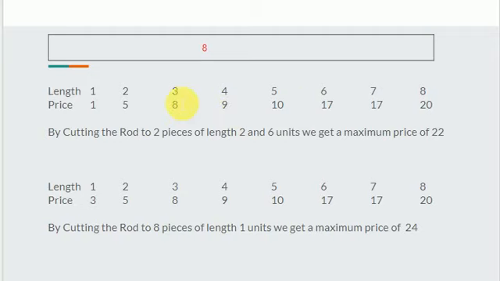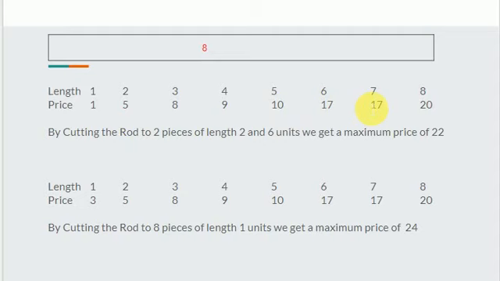5 and 3: I can cut the rod to 5 units and the leftover rod length will be 3 units. By selling 5 units I will get 10 rupees, by selling 3 units I will get 8 rupees. 10 plus 8, 18 rupees. Now 6 and 2: I can cut the rod to 6 units, leftover will be 2 units. By selling 6 units I will get 17 rupees, by selling 2 units I will get 5 rupees, 22. I can cut the rod to 7 units and leftover will be 1 unit, 17 rupees plus 1 rupee, 18 rupees. And I can cut the rod to 8 and 0.